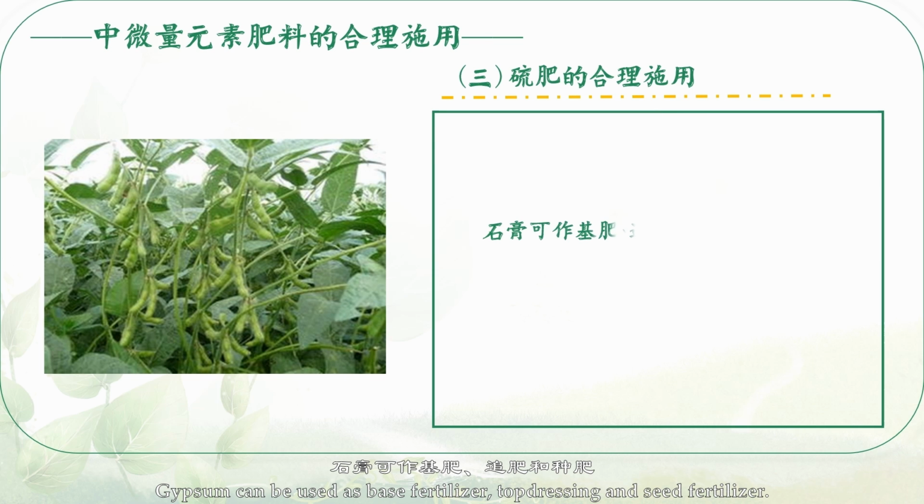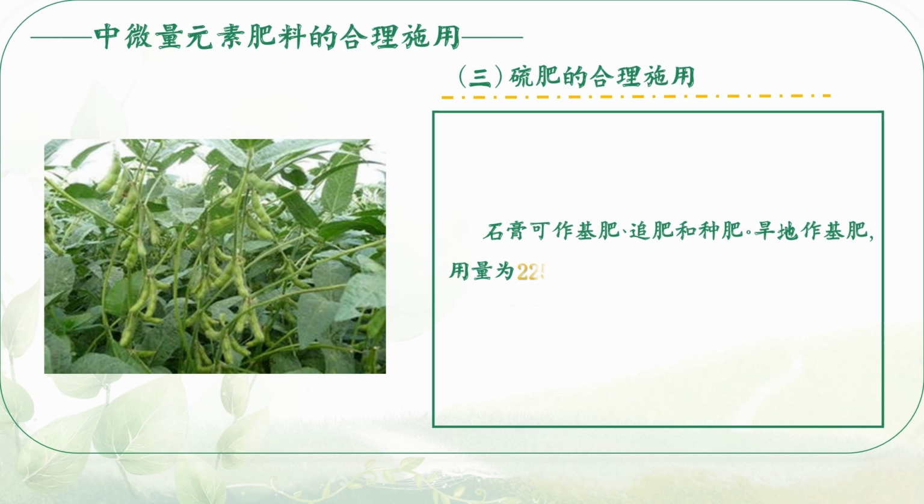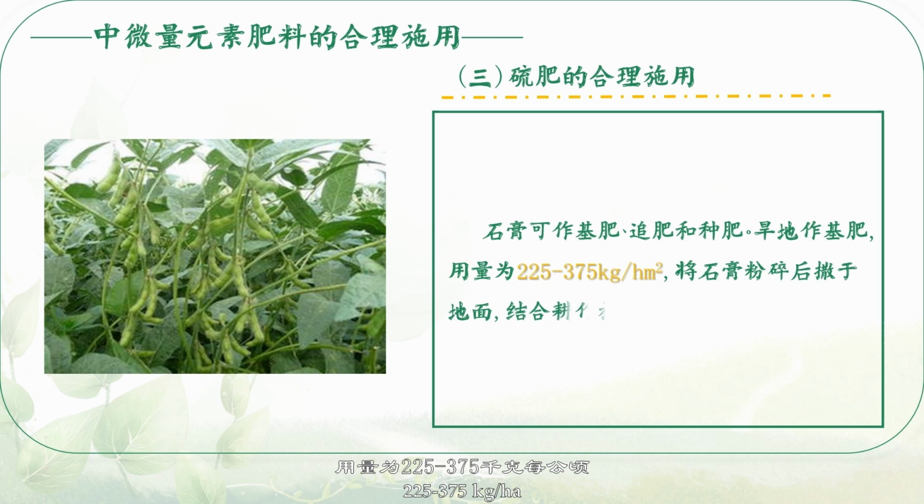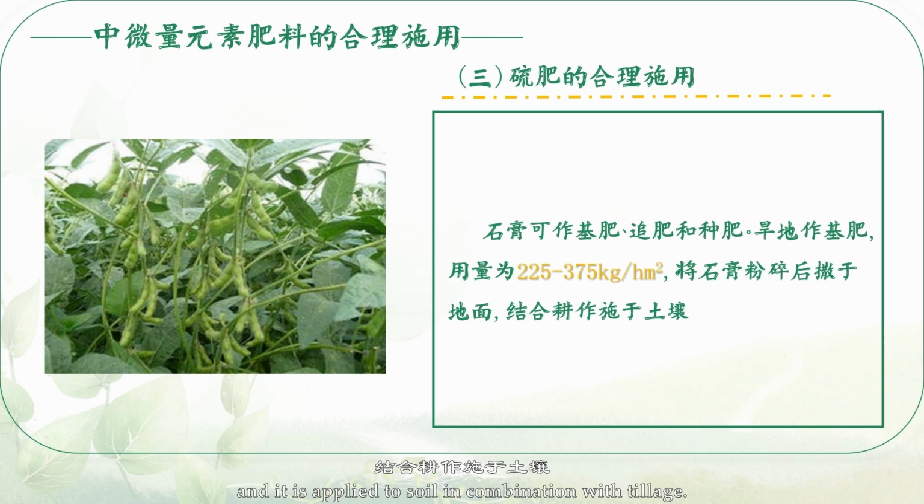3. Scientific application of sulfur fertilizer. Gypsum can be used as base fertilizer, top dressing, and seed fertilizer. Base fertilizer is used in dry land, 225 to 375 kilograms per hectare. Crush the gypsum and scatter it on the ground, and it is applied to soil in combination with tillage.